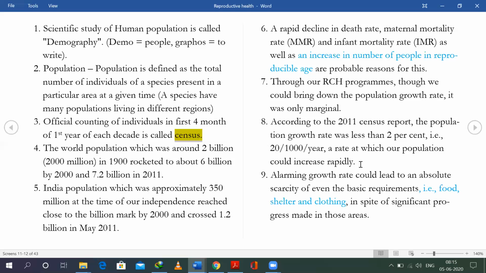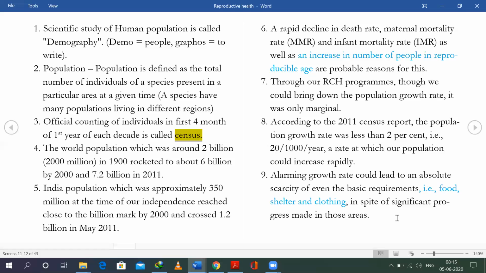That is why creating awareness about the various birth control options will play a very important role, in understanding the importance of desired family sizes and birth control options. And what are the problems that might come with alarming growth? The problems that might come with the population growth could lead to absolute scarcity of even the basic requirements, such as food, shelter, and clothing, in spite of the significant progress we have made in those areas.